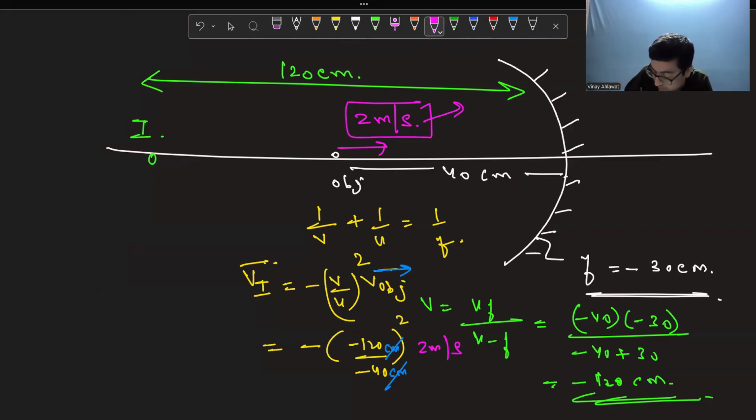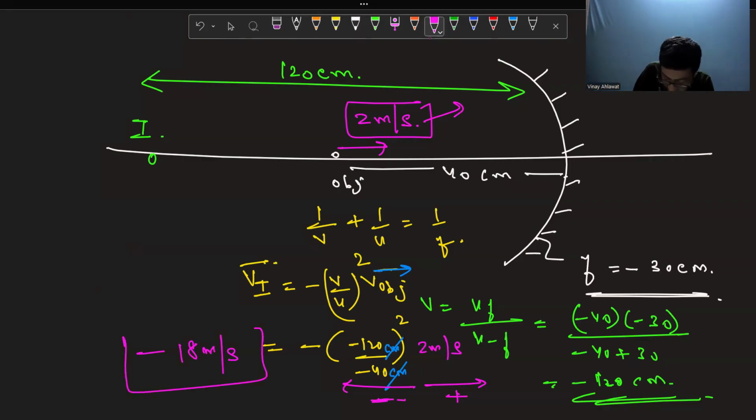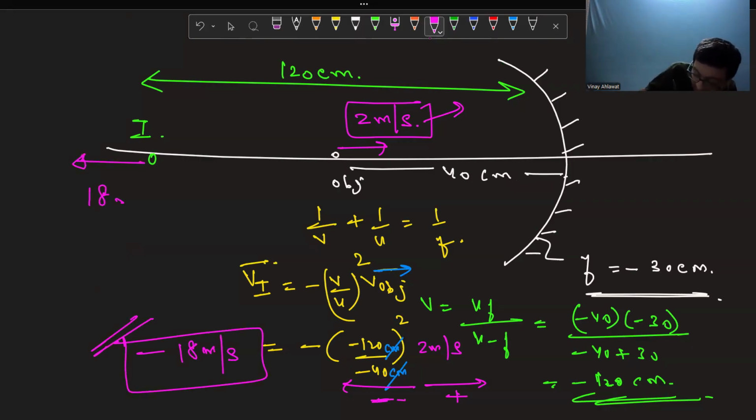And I'm writing 2 meter per second plus 2 meter per second. I'm taking this direction to be positive and this direction to be negative. So this comes out to be -18, and unit would be -18 meter per second. So this image is moving in this direction. This is 18 meter per second.